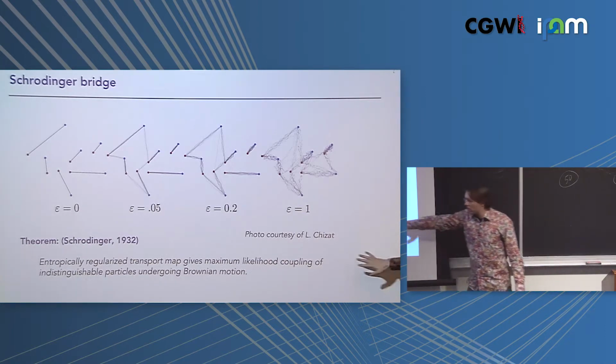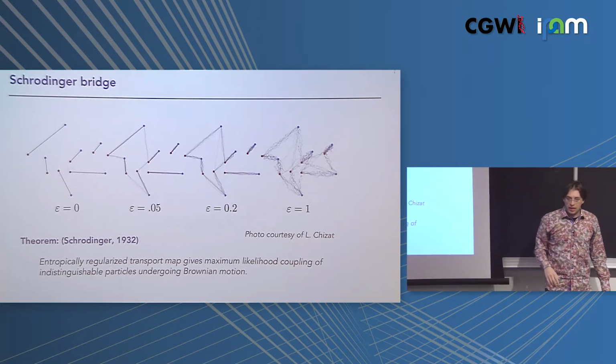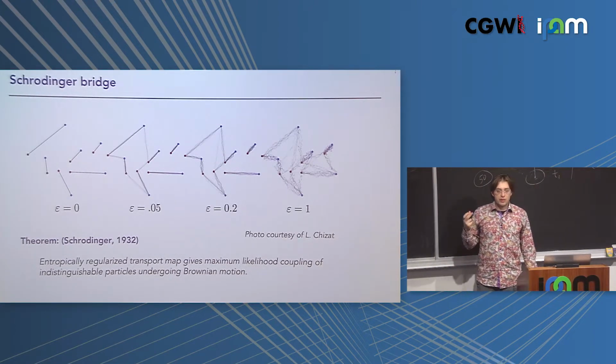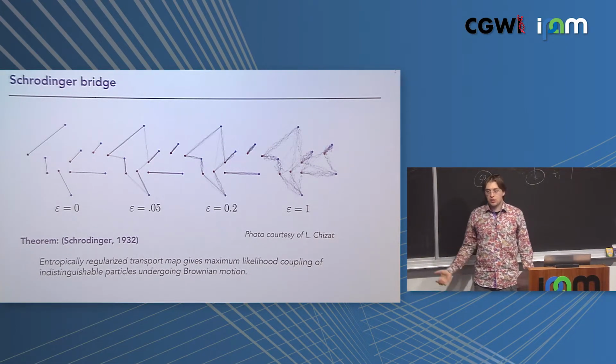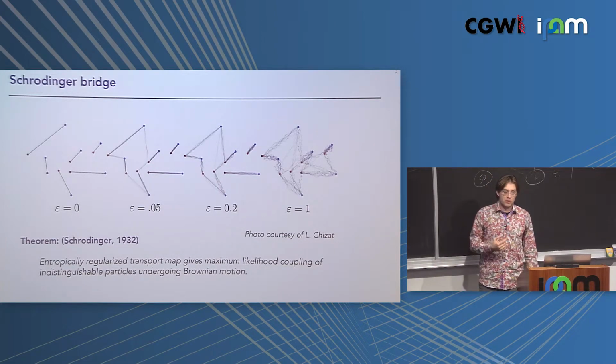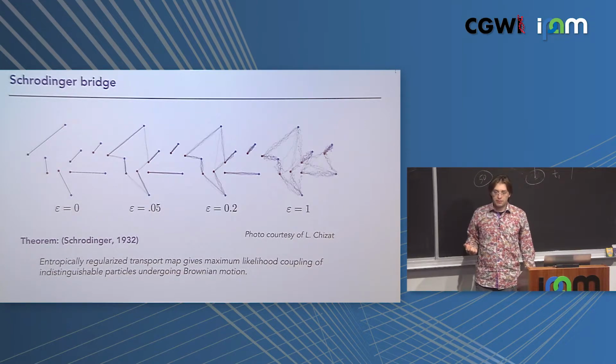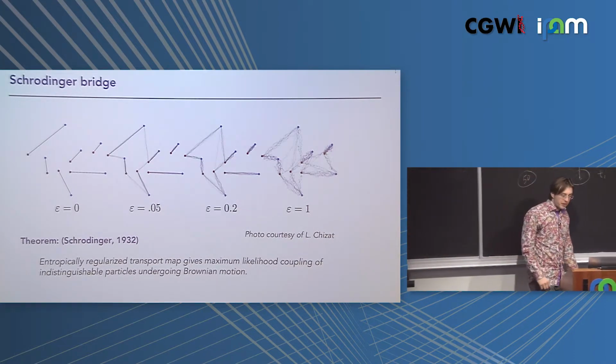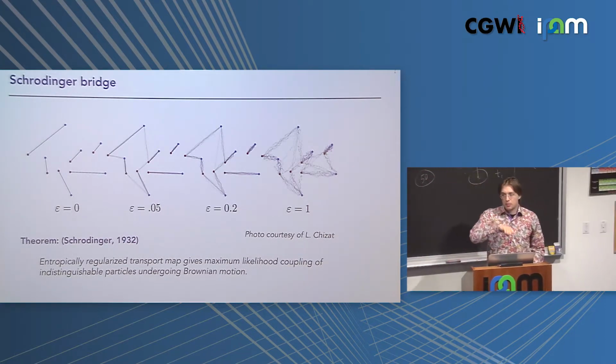Schrodinger proved in 1932 that entropically regularized optimal transport, where the regularization parameter is equal to the diffusion coefficient of the Brownian motion, will give you the maximum likelihood coupling of which particle went where. So the coupling tells you which particle went where. And once you have the coupling, then it's a Brownian bridge. Conditional on the coupling, you have Brownian bridges for the paths. So that's another interpretation of entropically regularized optimal transport.